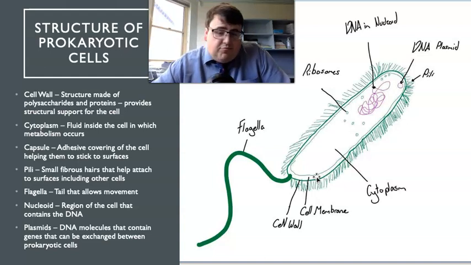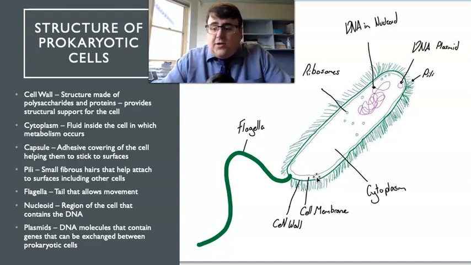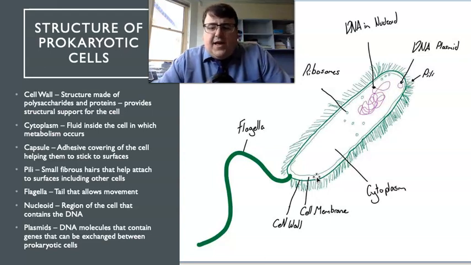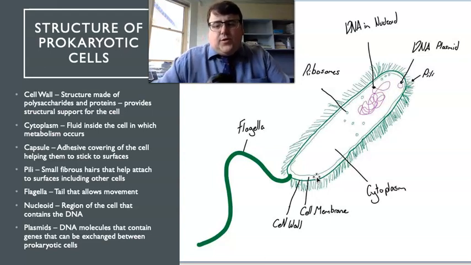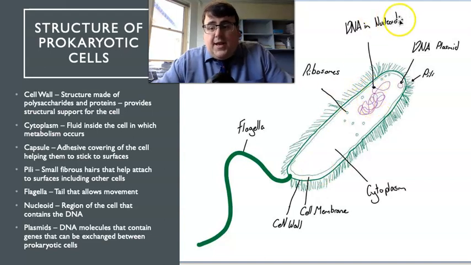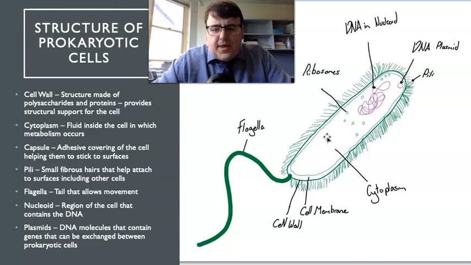Now in a prokaryotic cell, you're not going to see cell walls in all cells. They will be in all prokaryotic cells, and the reason for that is that prokaryotic cells are single-celled organisms. Everything they need is in the cell itself. They don't have a skeleton or any external protection. So the cell wall is that little bit of extra structure that the cell has, which prevents them from bursting. It's made of polysaccharides and proteins, and it gives structural support for the cell.